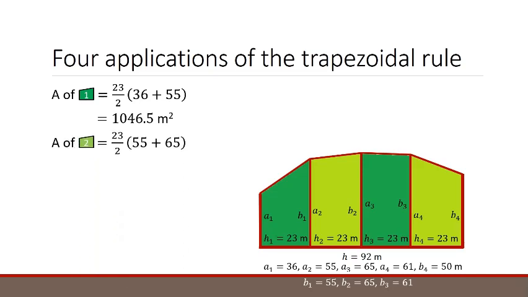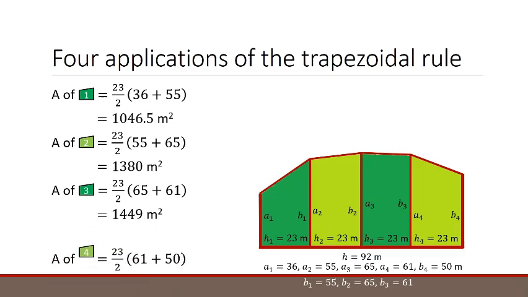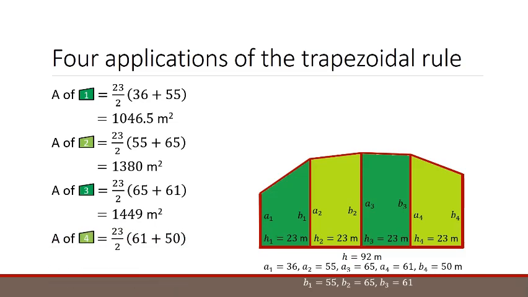We'll find the area of the second one, the light green. It's 23 on 2 times 55 plus 65 in brackets, which is 1,380 metres squared. And we'll find the area of the third trapezium, again 23 on 2 times 65 plus 61 in brackets, which gives 1,449 metres squared. And the last trapezium, 23 on 2 times 61 plus 50 in brackets, and that gives us 1,276.5 metres squared.